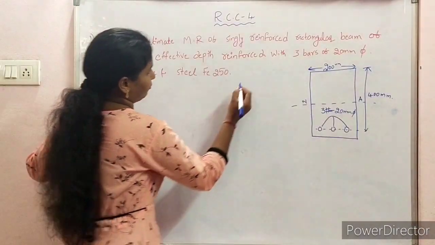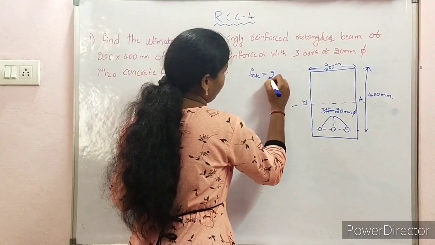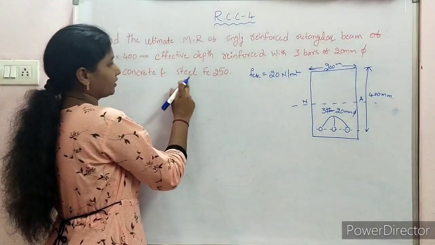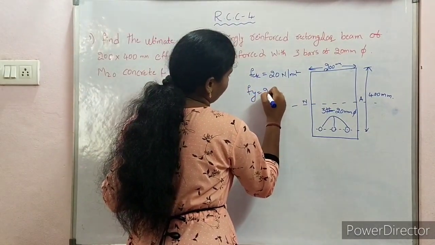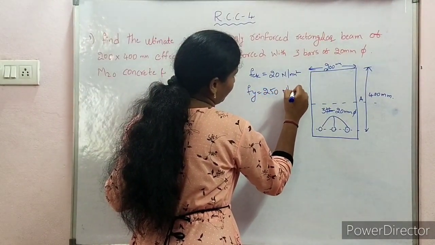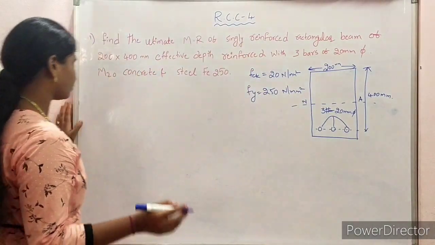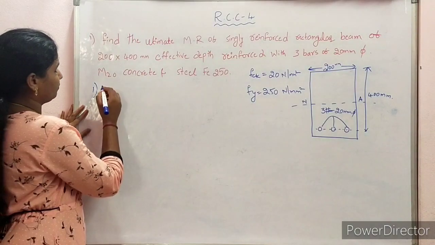M20 means FCK, the characteristic compressive strength. FCK is equal to 20 Newton per mm square. Here steel Fe 250 means FY is equal to 250 Newton per mm square. This is the given data. We are solving the problem.